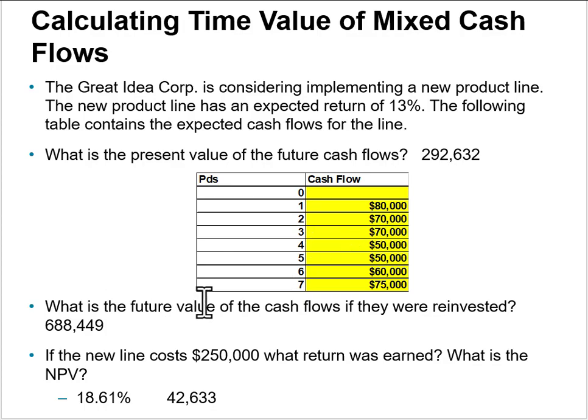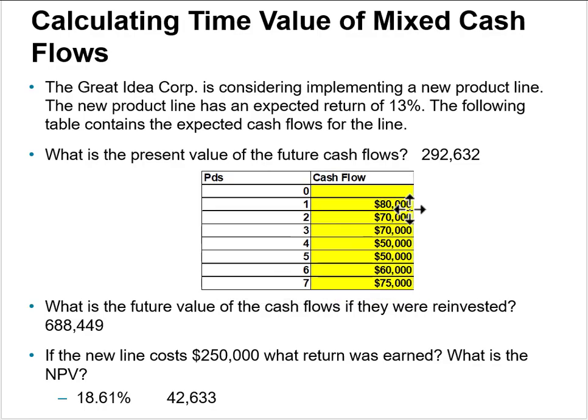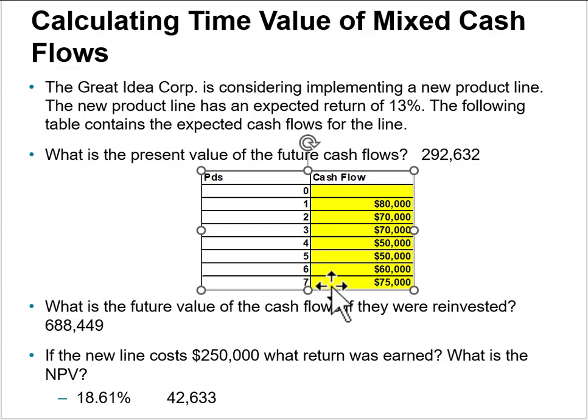Now, what's the future value of those cash flows? Well, this assumption says, look, at the end of the first year, you get $80,000, and that money is going to be reinvested at 13% for every year up through the end of the 7th year. So that future value of the cash flows, what is it if they're all reinvested? You would have $688,000 odd at the end of the 7th year.